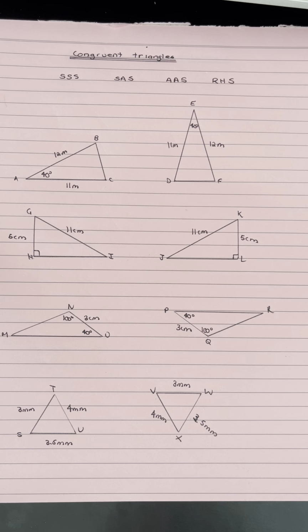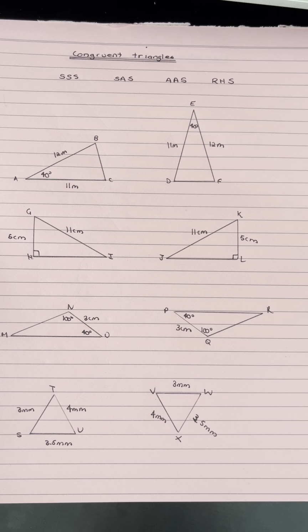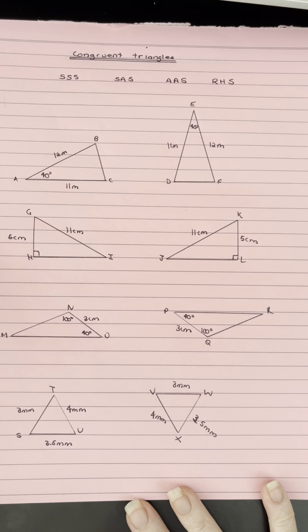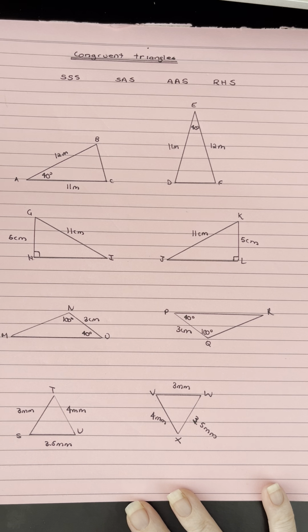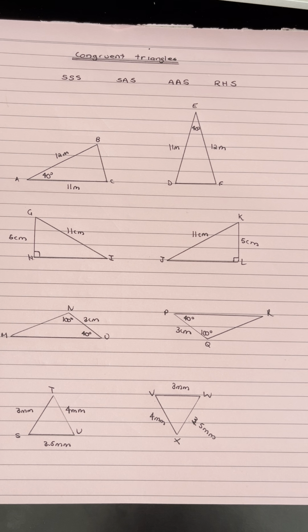Okay, having a look at congruent triangles. Now, when we talk about congruent triangles, they need to be the same shape and the same size. So we're looking for angles and we're looking for corresponding sides. There are 4 different ways that we can decide if 2 triangles are congruent if we don't have all of the information about the triangle. We always want 3 pieces of information.